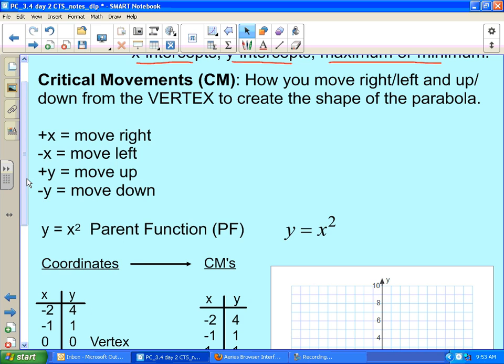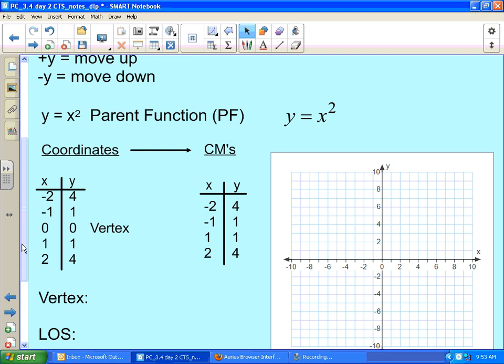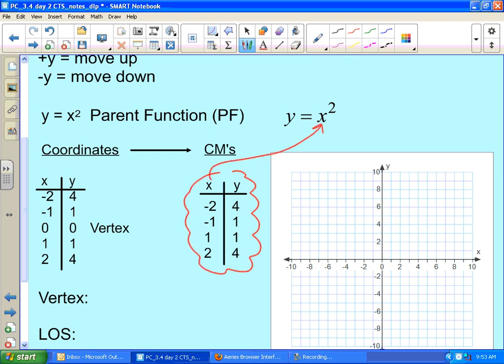But let me tell you first of all, before we get going too hot and heavy on this, parent functions are really derived from coordinates. That's where we get them from. How do we determine that the parent function movements of a parabola are these: -2, 4; -1, 1; 0, 0; 1, 1; 2, 4? Well, if I plug a -2 in for x and I square it, I get a +4. If I take a -1 and I square it, I get a 1, and so on. That's all that these have done. These critical movements are the result of me plugging x into that equation and finding y.